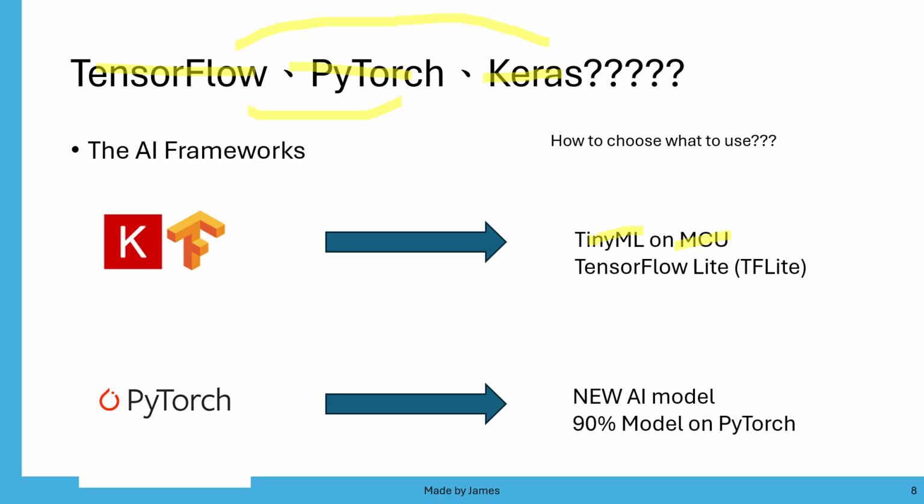But if you want to work with the latest AI models, for example, image recognition, then choose PyTorch, because currently 90% of the world's newest and top-tier open source AI projects, like ChatGPT as I mentioned, are in PyTorch format, as you can find on GitHub. So that is the difference between TensorFlow and PyTorch.